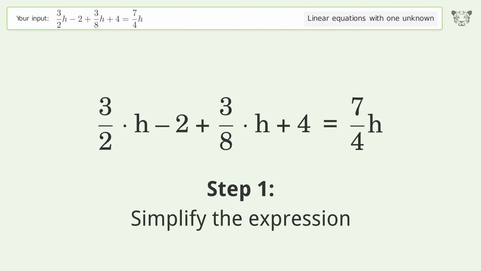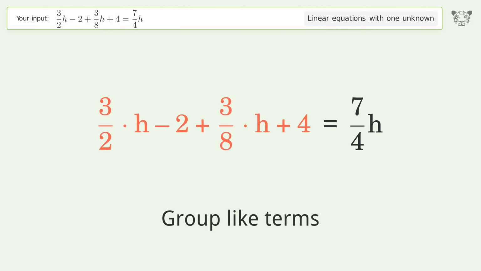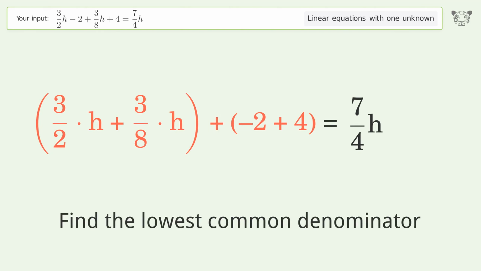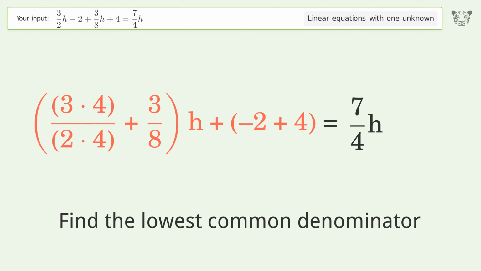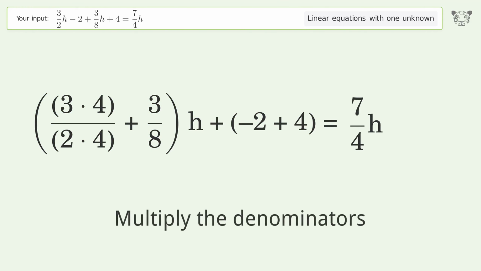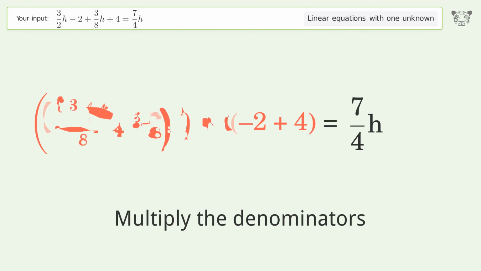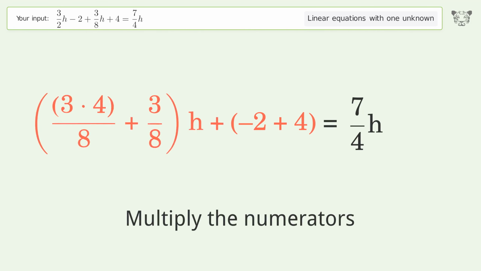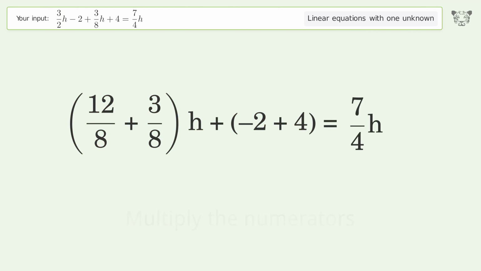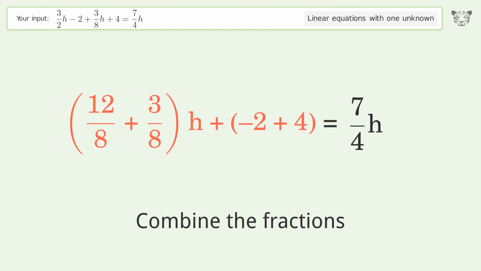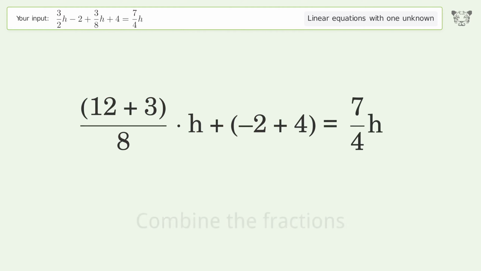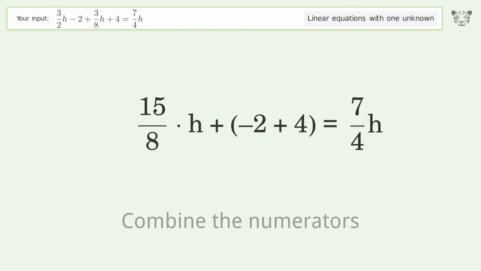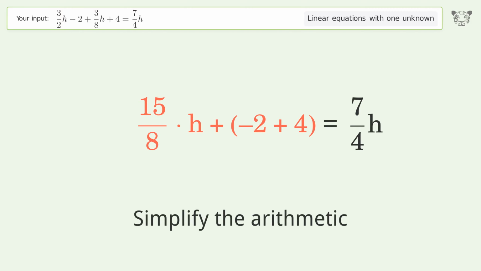Simplify the expression. Group like terms. Find the lowest common denominator. Multiply the denominators. Multiply the numerators. Combine the fractions. Combine the numerators. Simplify the arithmetic.